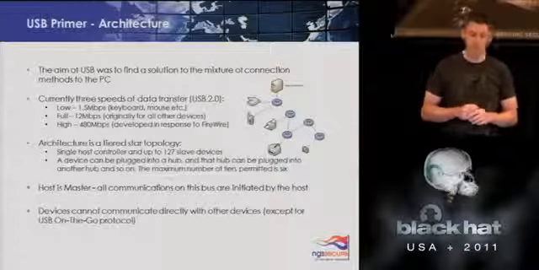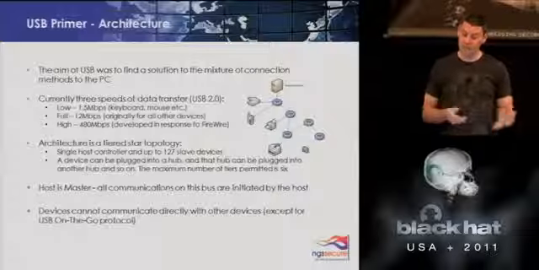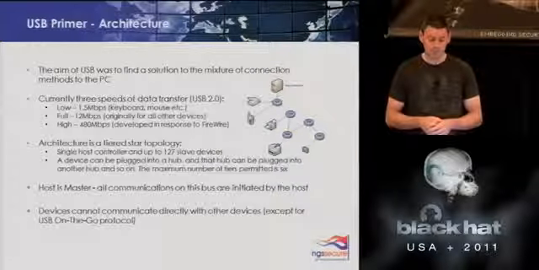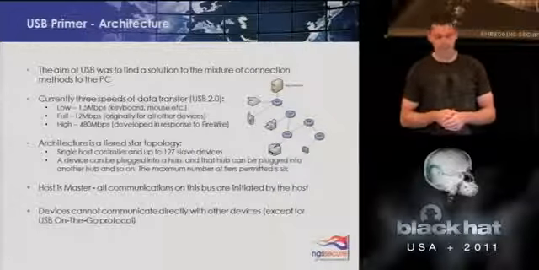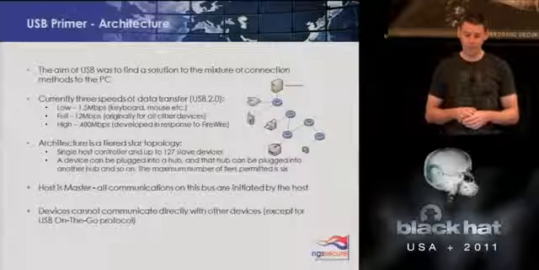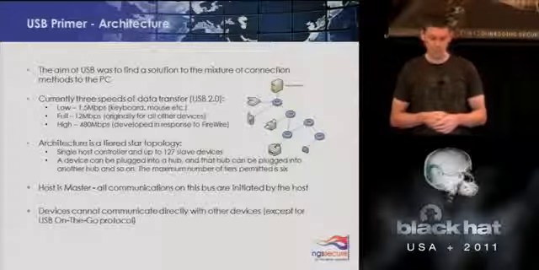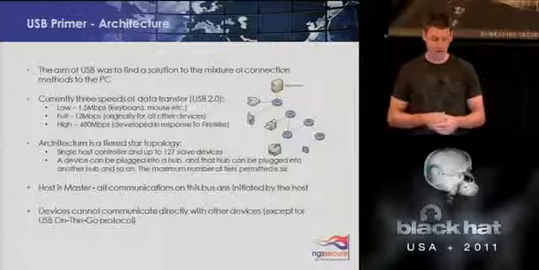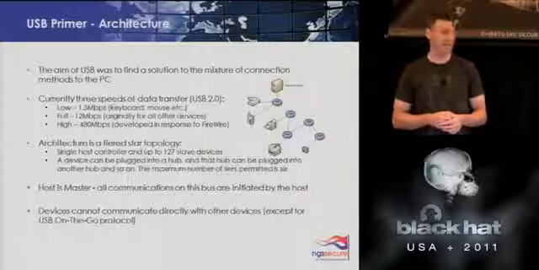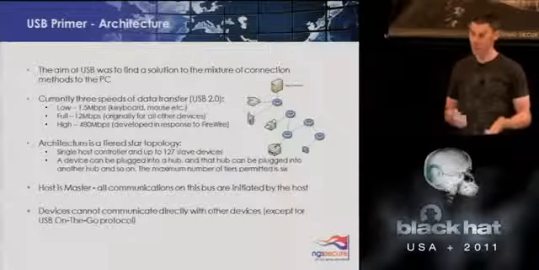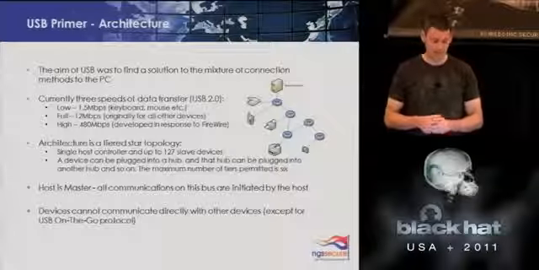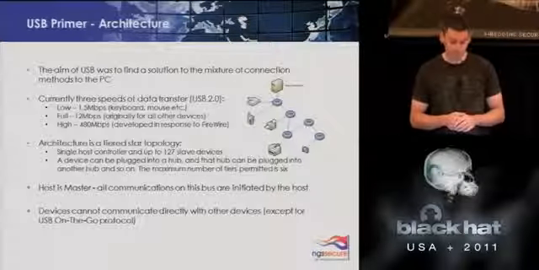2.0. So initially there were 2 speeds, low and full. It wasn't particularly forward-thinking of them to call it full speed, because then of course FireWire came along and they needed an even higher speed. So high speed is significantly faster than full speed.